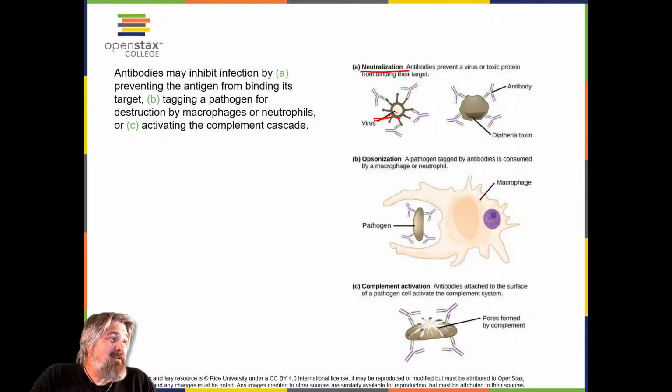So another version of this is when it's all tagged, you can get opsonized through opsonization, and that's where it gets consumed by a macrophage or a neutrophil. So it's basically tagged for destruction. And then I mentioned it before, the complement activation, and that's where a pore gets made inside the cell and it leaks out. It's really pretty cool. I think it's pretty cool.